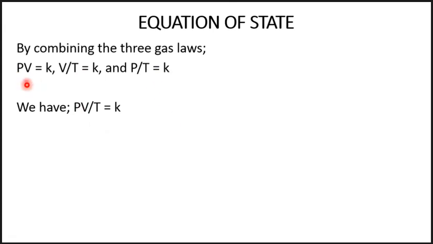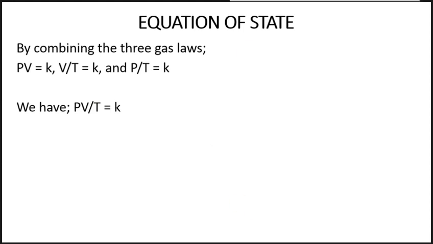So the implication is that P is directly proportional to T, as well as V is directly proportional to T, while P is inversely proportional to V. That is the implication, which explains all three laws.